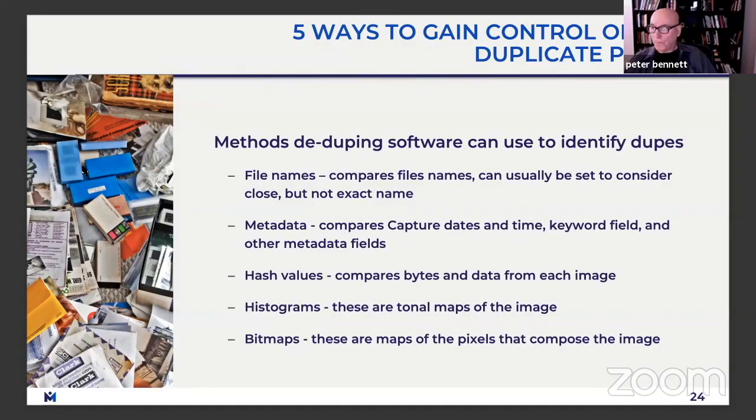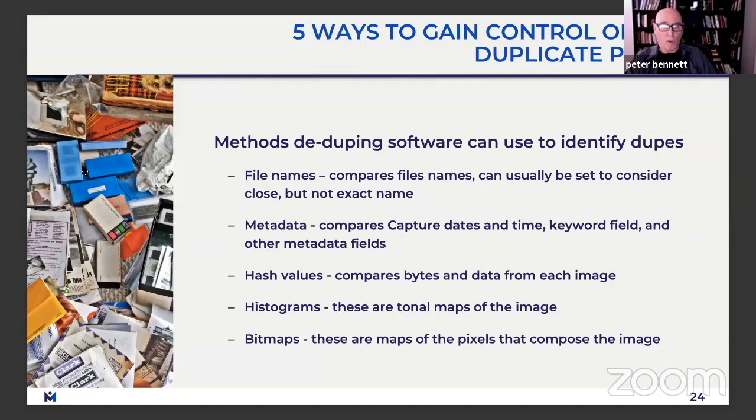So these are methods that deduping software can use to identify dupes. And the first would be file names. It compares file names, or usually can be set to consider close but not exact file names. But often file names are changed, so you need something way more on top of that to add to this criteria that it's using to find the dupes.